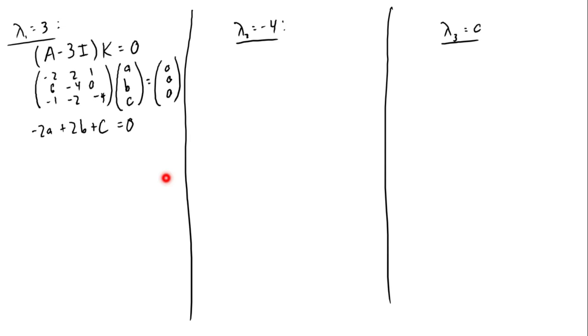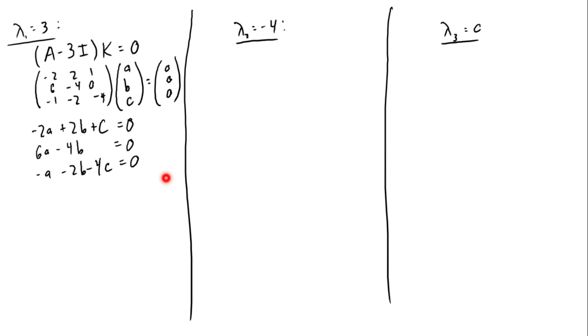The second row dotted with my vector, so 6a minus 4b plus 0c, is equal to the second component on the right side, which is 0. And then -a minus 2b minus 4c is also equal to 0. Okay, it appears now that what we have is a system of equations that we can solve.